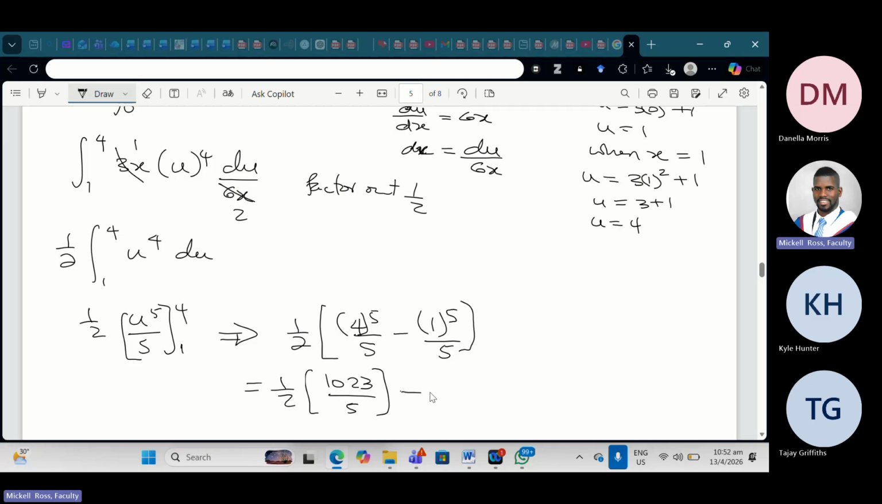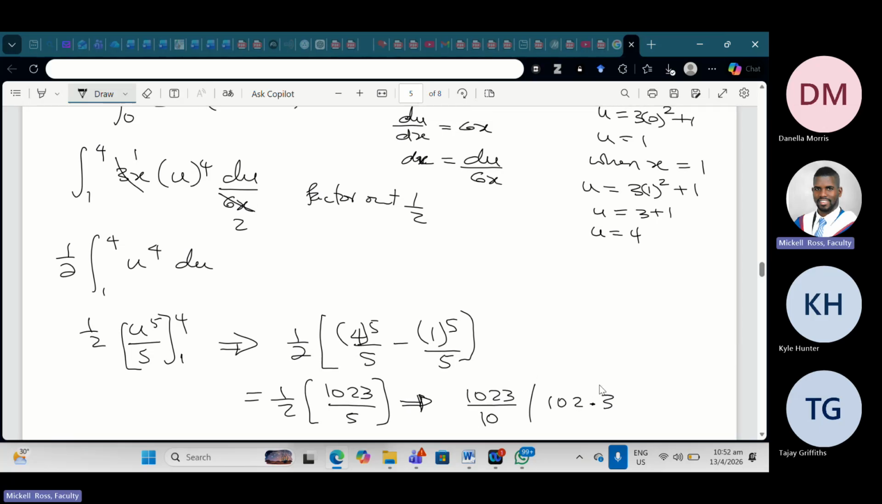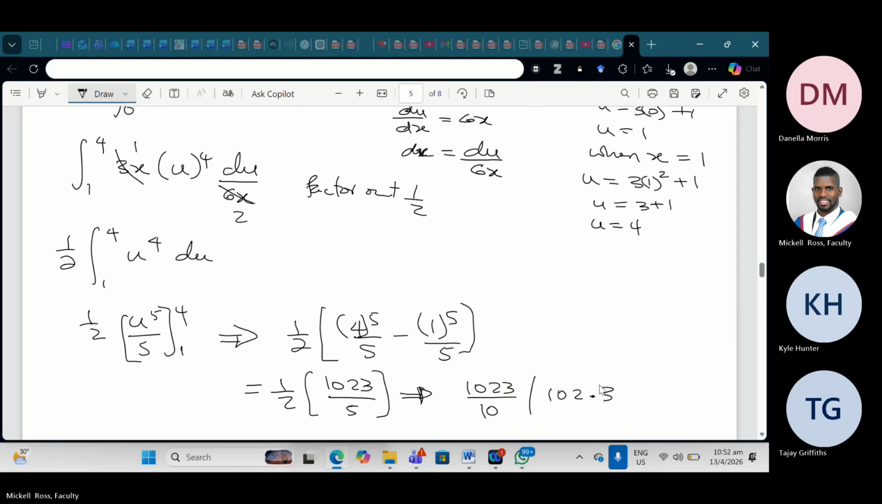So this is going to give us, divided by 10, you either leave it as a fraction or as a decimal, it is 102.3. Right? So you can choose to leave it as a fraction.